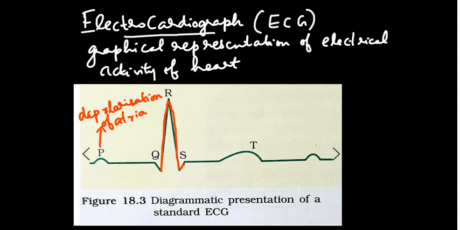This QRS represents the ventricular systole or ventricular contraction. Whenever there is a contraction due to electrical activity, the ventricles contract due to the nodal tissue, the atrioventricular node. Because of that, the ventricles contract. So when they contract, we can say depolarization of ventricles.